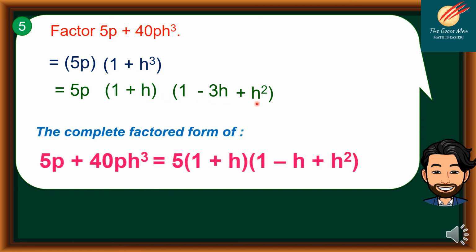Therefore, we can say that the complete factored form of 5p plus 40ph cubed is equal to 5p times 1 plus 2h times 1 minus 2h plus 4h squared.